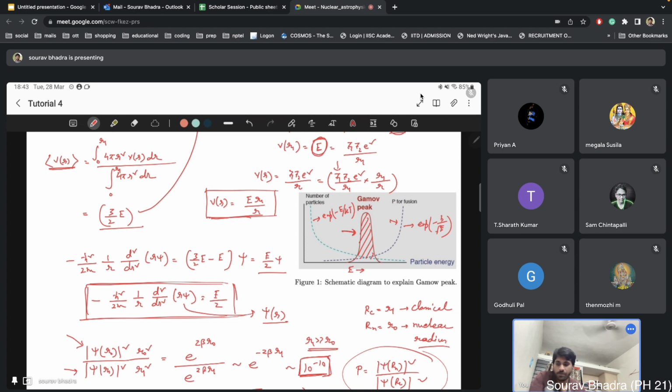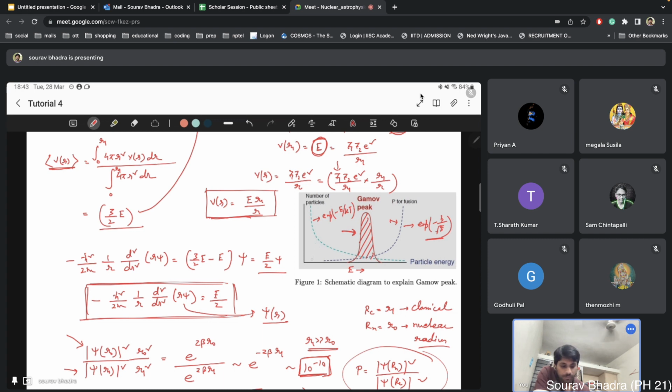So you can see, if your E value is small, then this exponential minus B by root E will go to 0. So at small distance, small energy, that is going towards the value 0, and the exact opposite case is for the other curve, which is the number of particles curve.